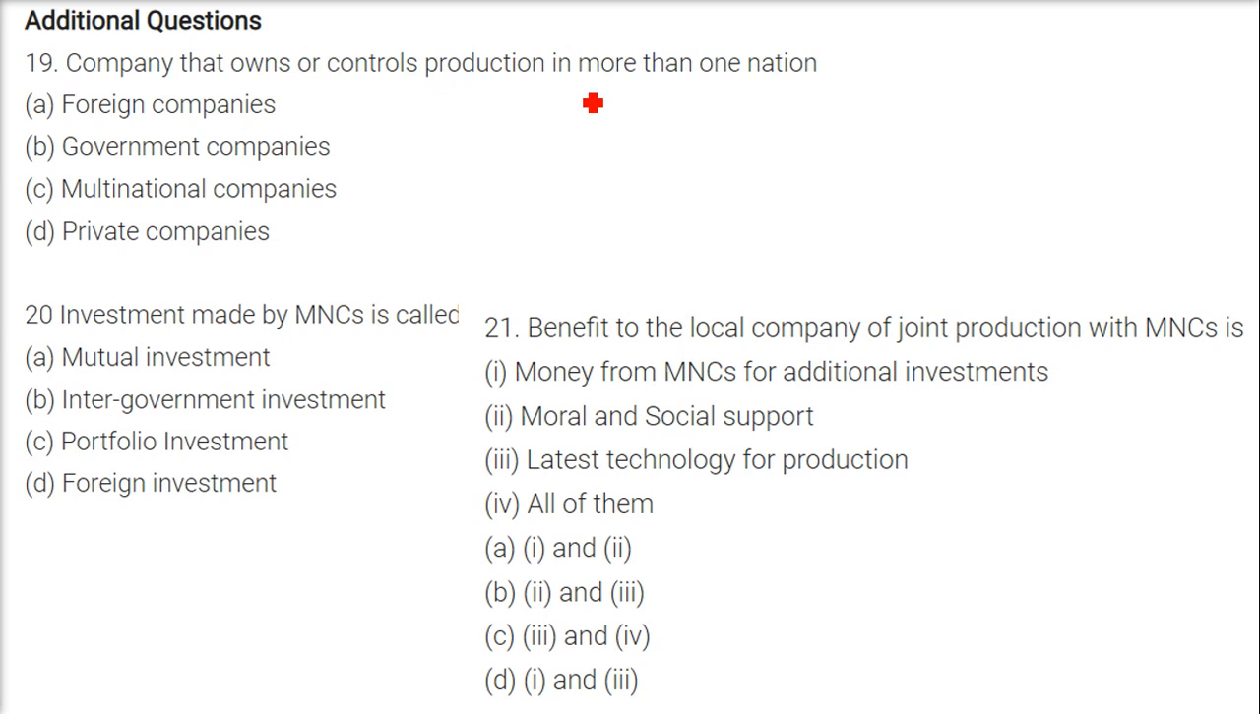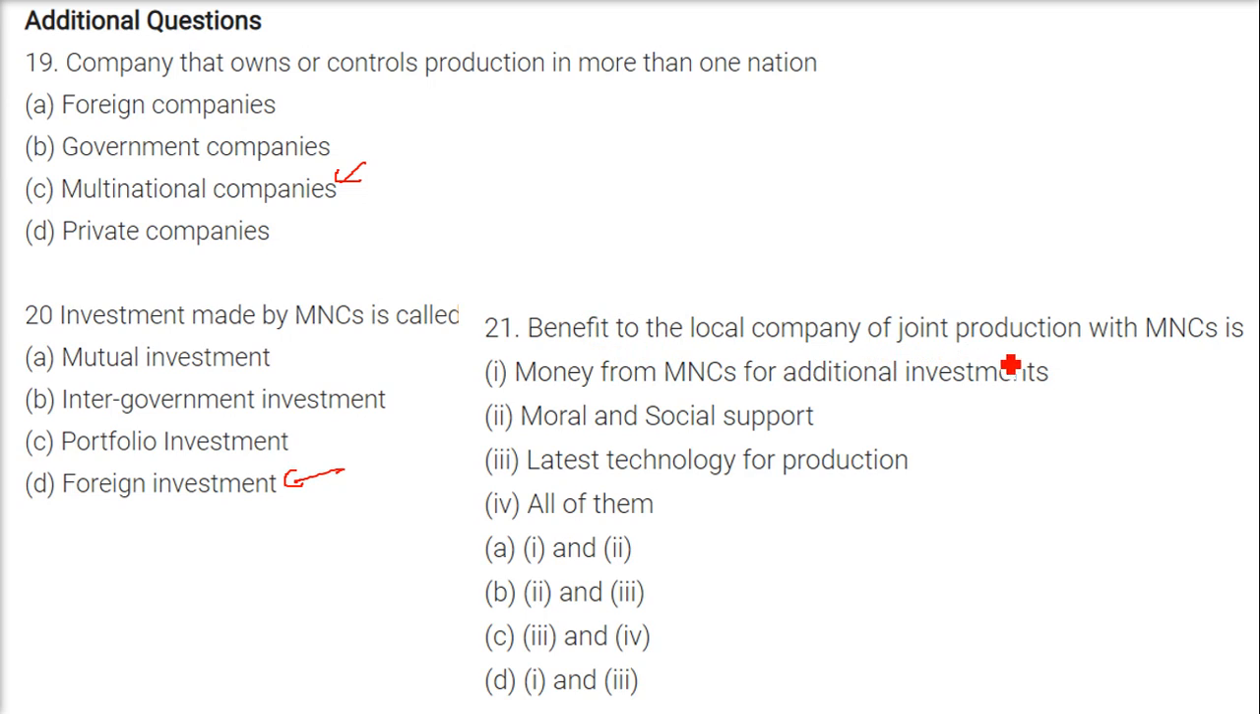Company that owns or controls production in more than one nation. So what is this? The answer is multinational companies or multinational corporations. Investment made by MNCs is called foreign investment.